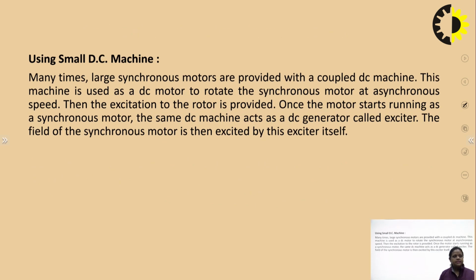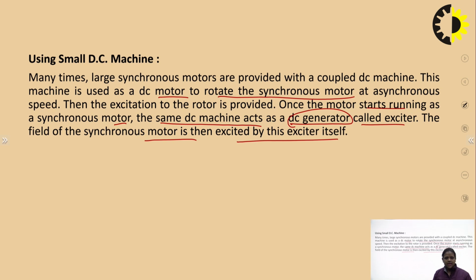Now, the next is by using a small DC machine. Many times, large synchronous motors are provided with a coupled DC machine. This machine is used as a DC motor to rotate the synchronous motor at synchronous speed. Then the excitation to the rotor is provided. Once the motor starts running at synchronous speed, the same DC machine acts as a DC generator called an exciter. The field of the synchronous motor is then excited by this exciter itself.